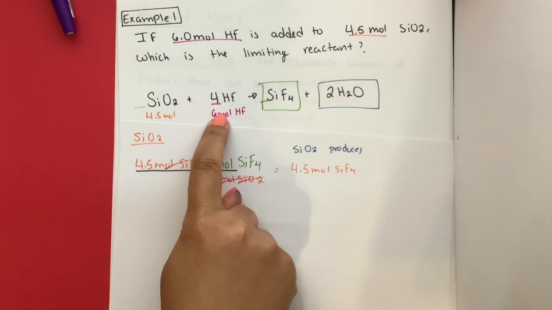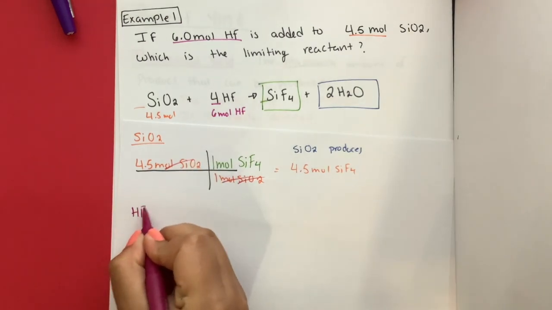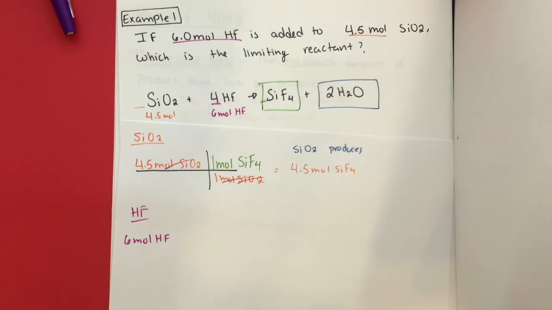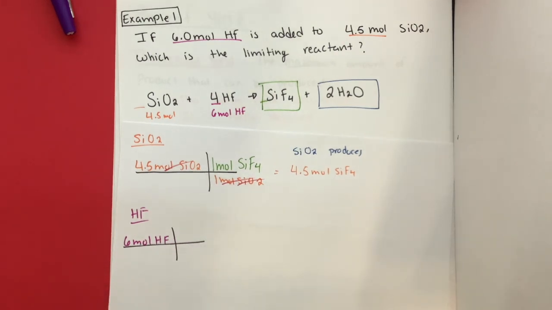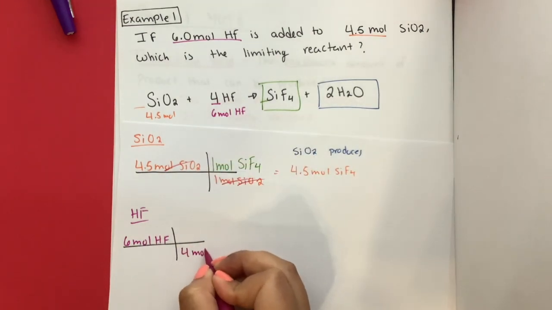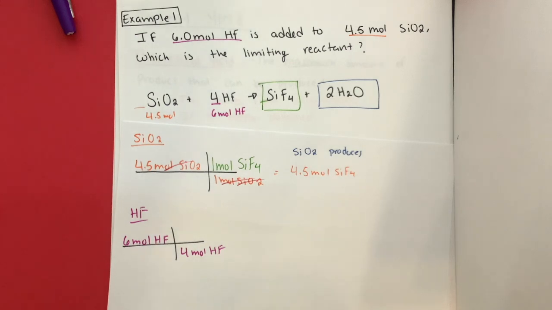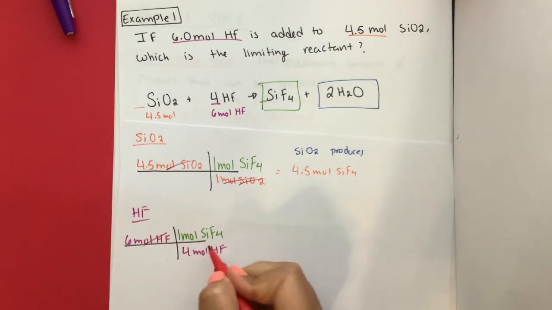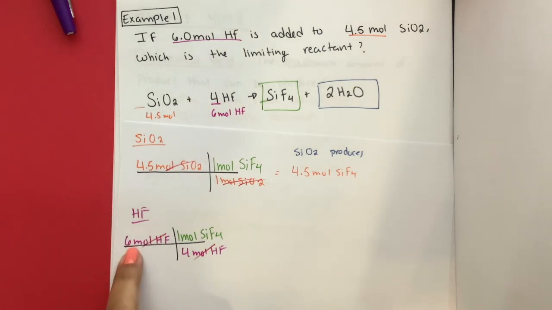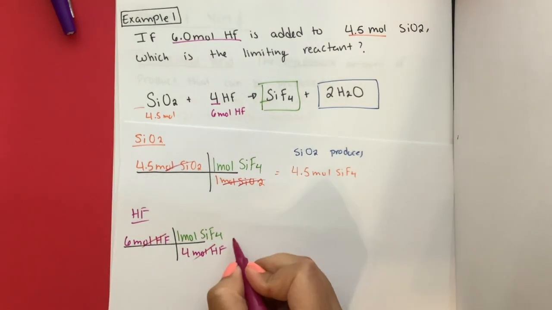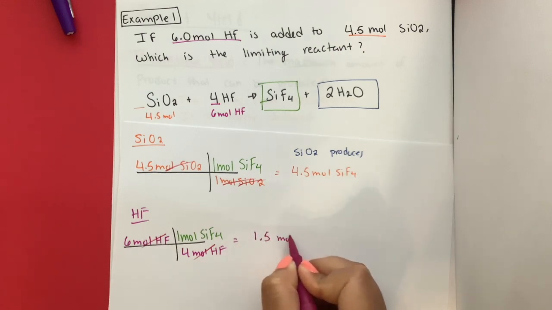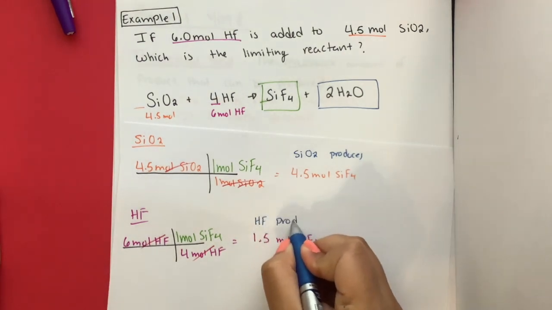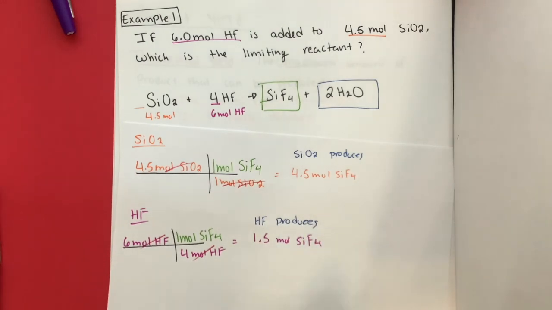Now I'm going to do the same thing but looking at HF. I'm going to take 6 moles of HF and convert it to moles of silicon fluoride. According to my mole ratio, I have 4 moles of HF for every 1 mole of SiF4. Moles of HF cancel out. I'm going to multiply 6 times 1 divided by 4, and it gives me 1.5 moles of SiF4. So that means that HF produces 1.5 moles of SiF4.